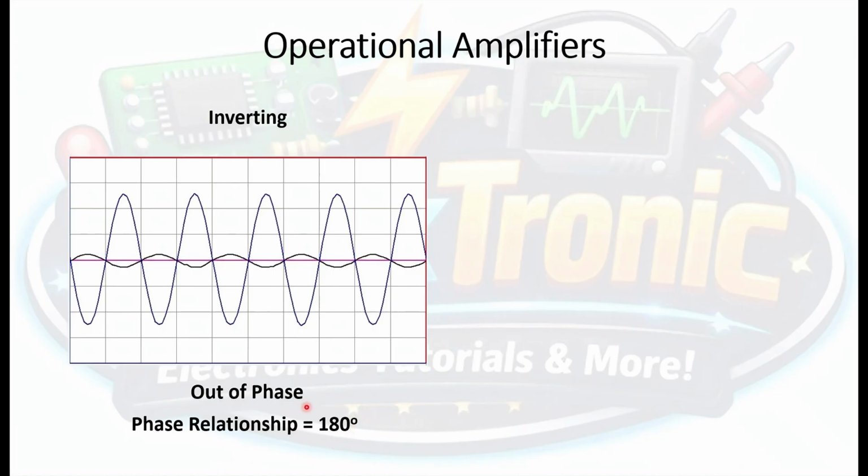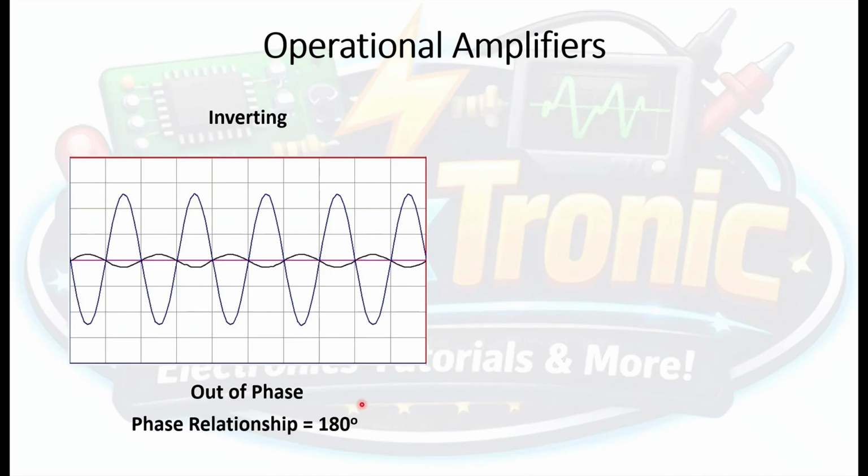Why 180 degrees? As we can see here, when the input is in its positive half cycle, the output is in its negative half cycle. And when the input is in its negative half cycle, the output is in its positive half cycle. This is what is known as output inversion. The output is the inverse of the input. If the input is positive, the output is negative. If the input is negative, the output is positive.